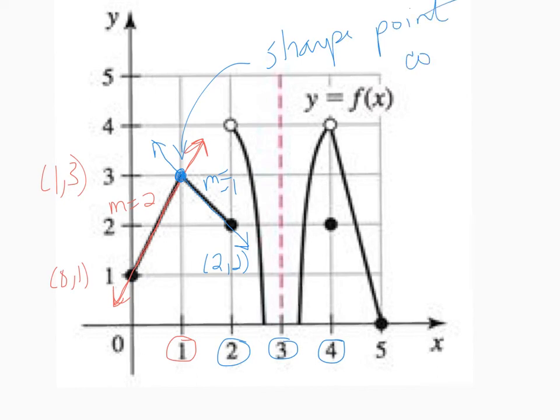You might also see a sharp point called a corner. So a sharp point or a corner is a spot on the graph where the rate of change changes so abruptly that we cannot calculate a derivative for the function at that spot.